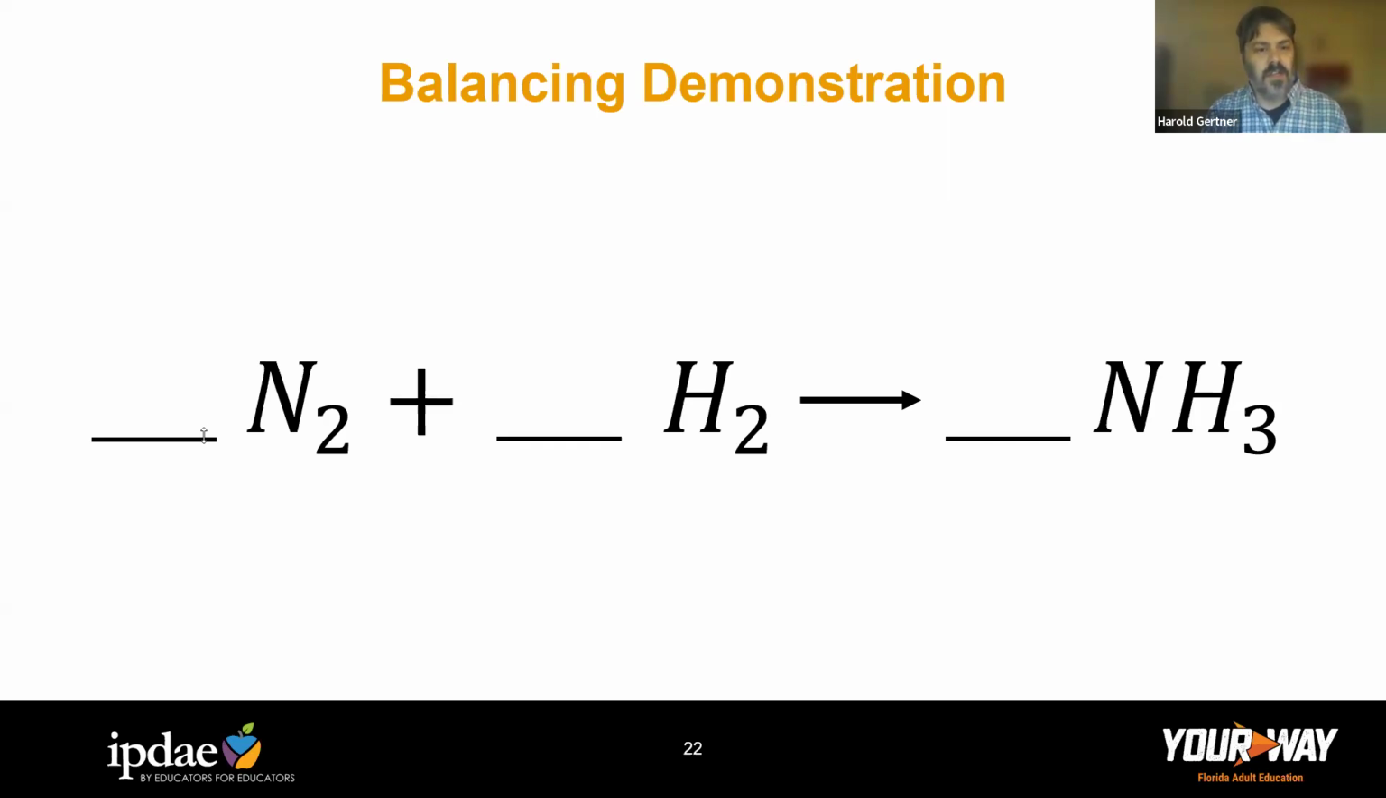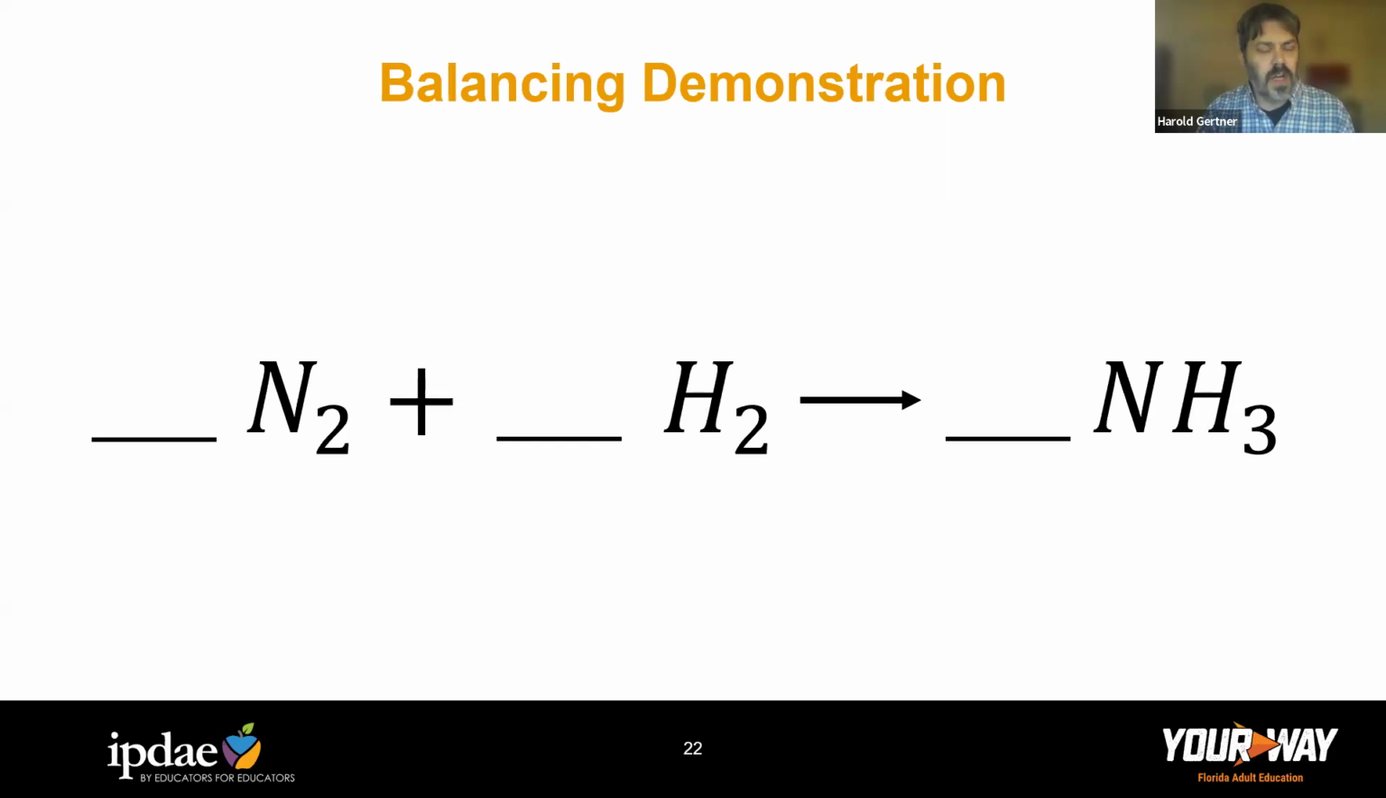No, it's not balanced because we have 2 nitrogens in our reactants. And if we look at our products, there's only 1. We have 2 hydrogens. And if we look to our products, we have 3. So these are not going to match. So it's not balanced. So then what's the first thing we should do to try and balance it?